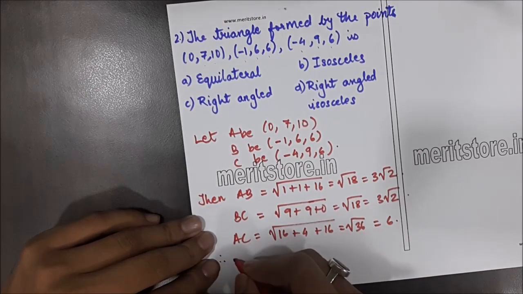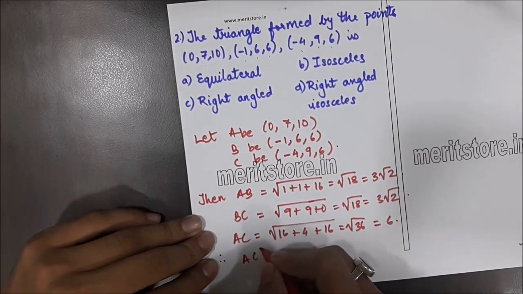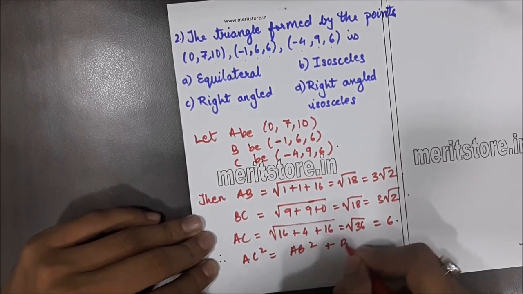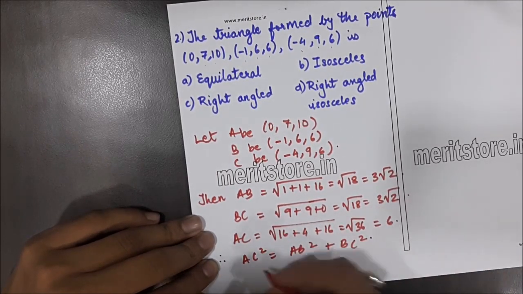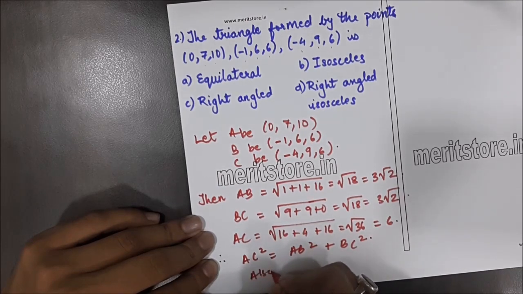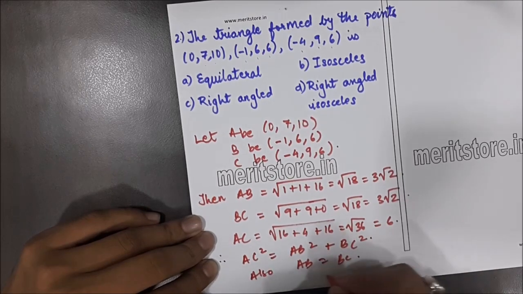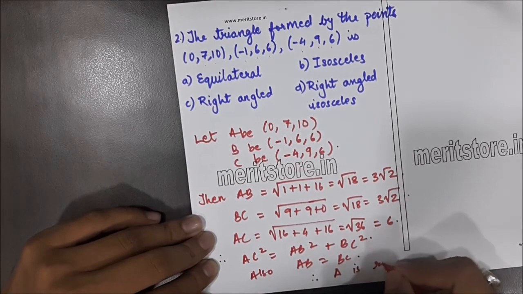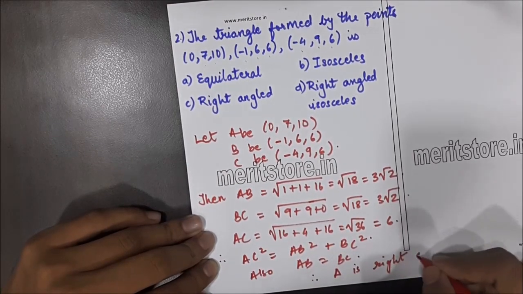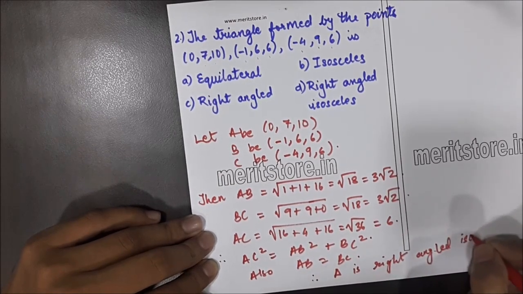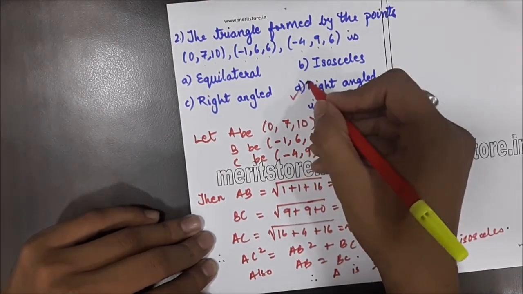Thus, it is clearly proved that AC square is equal to AB square plus BC square. Also, AB is equal to BC. Therefore, the triangle is right angled isosceles. Therefore, the correct option is D.